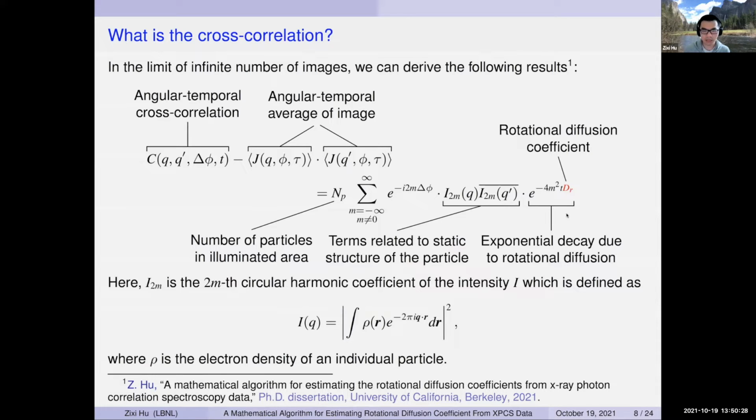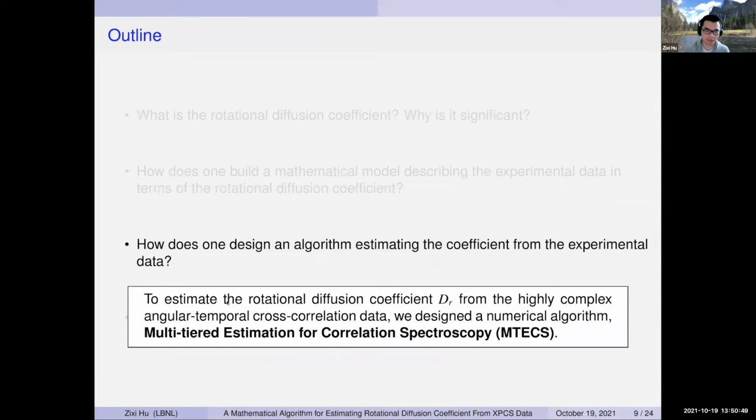This term shows that the angular fluctuation gradually decorrelates as the lag time t increases. So as long as we can measure this exponential decay, then we can try to find the rotational diffusion coefficient. So the right-hand side of this equation is the input we need for the estimation of Dr. So having this result, how does one design an algorithm estimating the coefficient from the cross-correlation data?